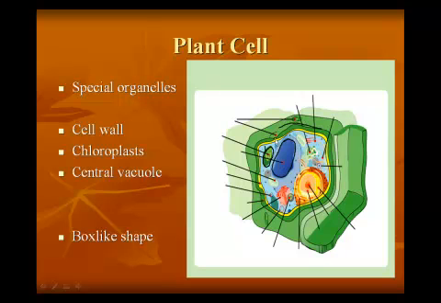The other thing to keep in mind about plant cells is their shape tends to be kind of square or box-like. They usually look like stacked up bricks or squares.